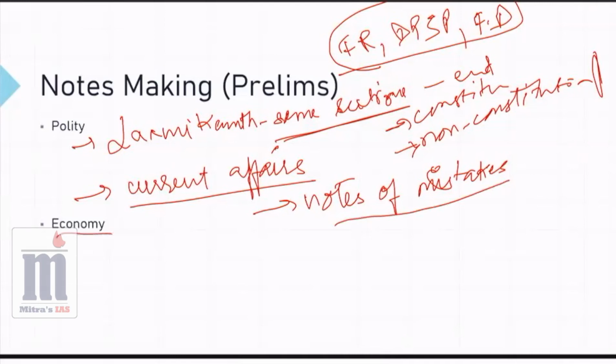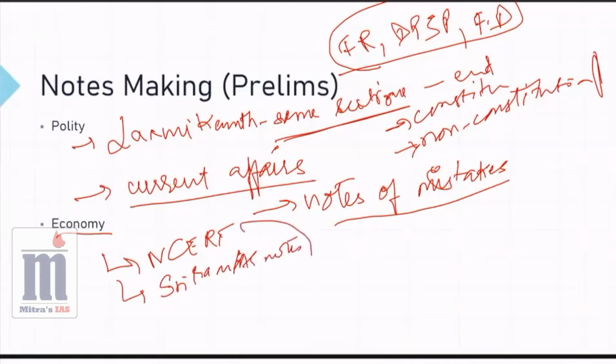For economy, note making was done from NCERT and from Shriram IAS notes. But the question is how to actually prepare notes from these. I would suggest reading these at least twice before making notes. After reading them two times, you will be able to identify the areas which are more important and should be added in the notes. Your notes should be very crisp. Whatever you are writing in the notes should make sense. You are not supposed to write stories in the notes.